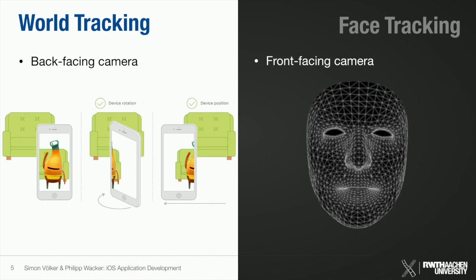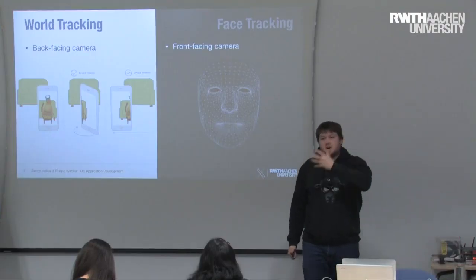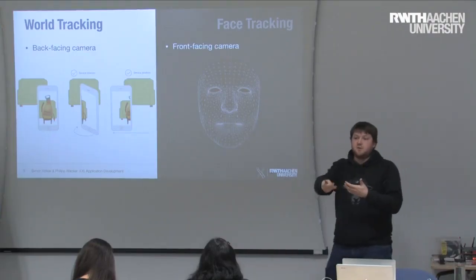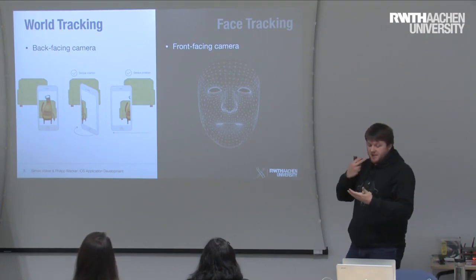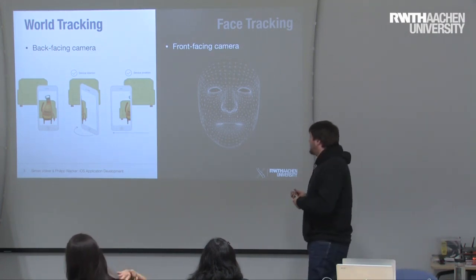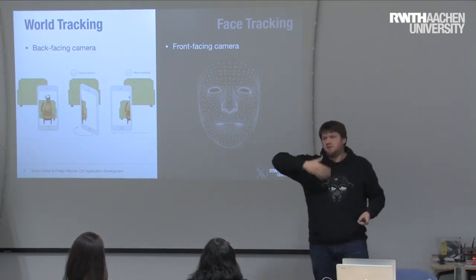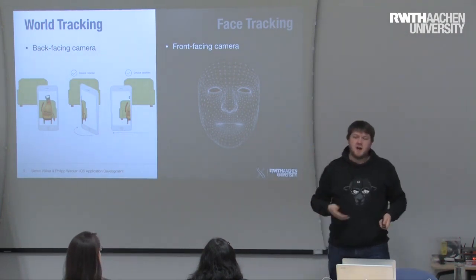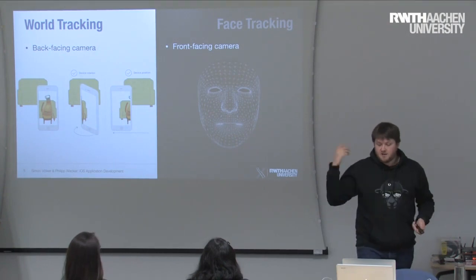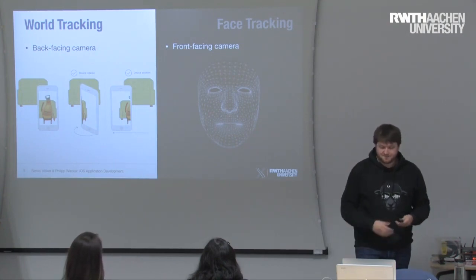The other sort of tracking is face tracking. For that, it uses the front-facing camera and the depth camera, I'm not sure what they call it, that they also have for Face ID. It allows tracking the face looking at the phone, so you're seeing what the phone is tracking there. And what this enables is, for example, filters, masks, or the emojis that are in the recent iOS.